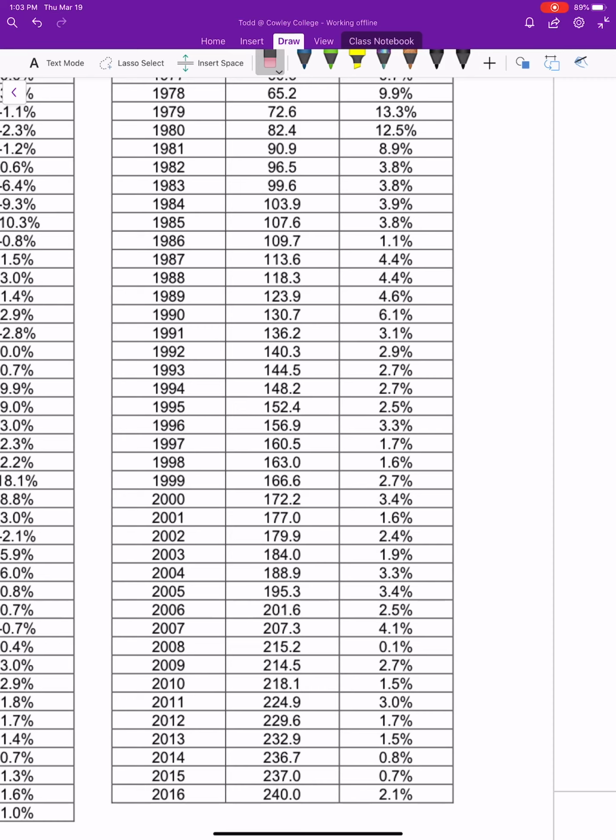Go down and look at your consumer price index for the year 2006. Your consumer price index is 201.6. Again, if you take 201.6 and subtract 100, you get 101.6%. That would tell you that average prices have more than doubled. So it's been 101.6% from 1984 until the year 2006.